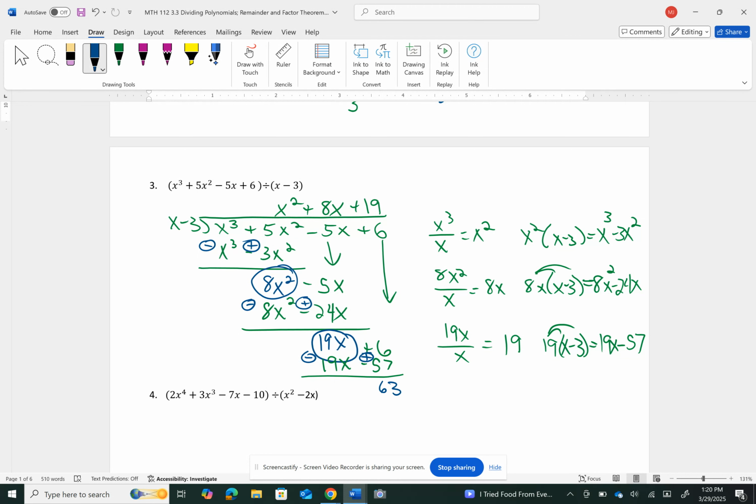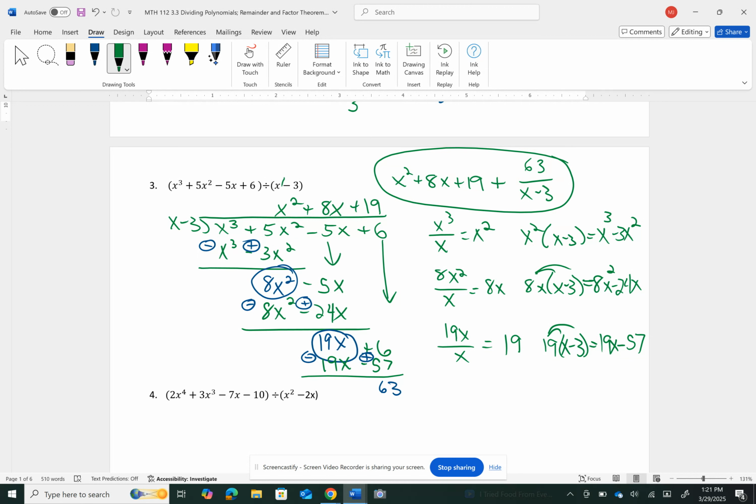All right, so I'm done because 63 is lower in degree than what I was dividing by. There's no x's left anymore. So I'm ready to write my answer, and my answer is going to be the quotient, x squared plus 8x plus 19, and then plus 63 over the divisor. So that would be your answer. And that one could have been done using synthetic division because this factor was just x minus 3 and the x is to the first power.